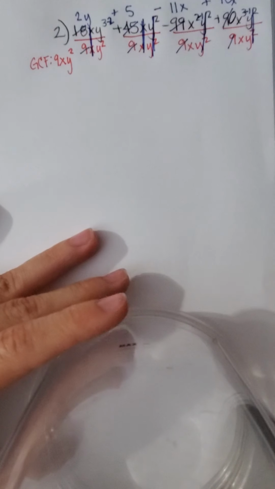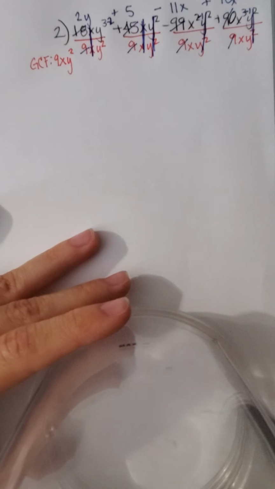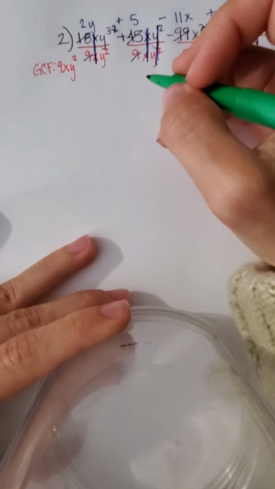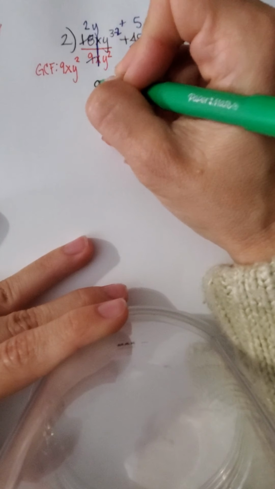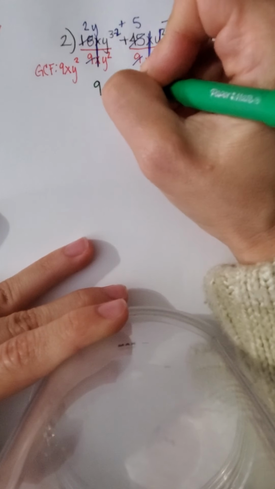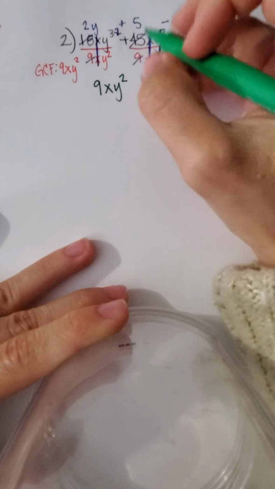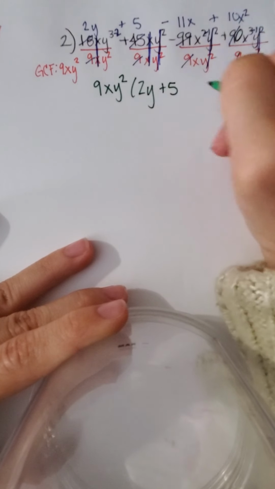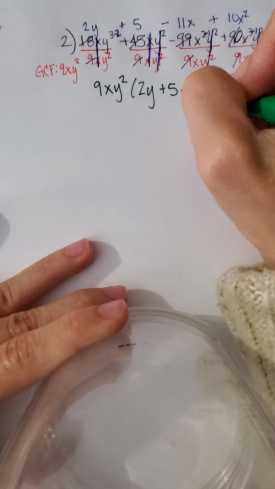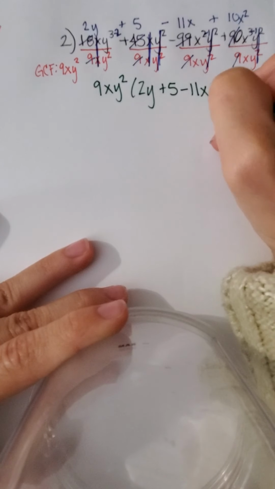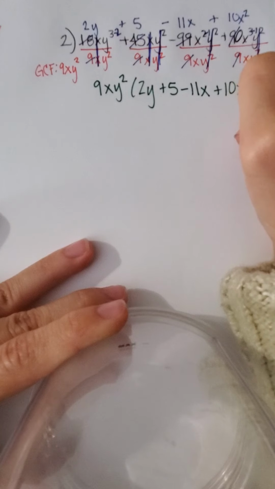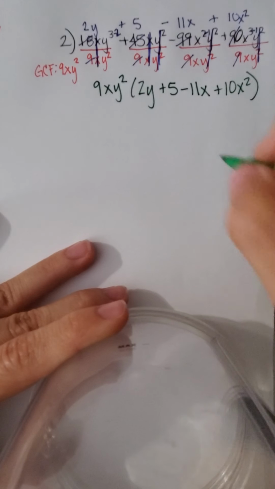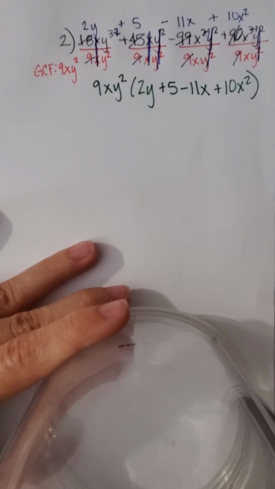Okay, so then when I write this answer, I have my GCF. My GCF here was 9xy squared. Then 2y for that first term, plus 5 for the second term, minus 11x for my third term, plus 10x squared for my last term. And now I factored using the GCF.